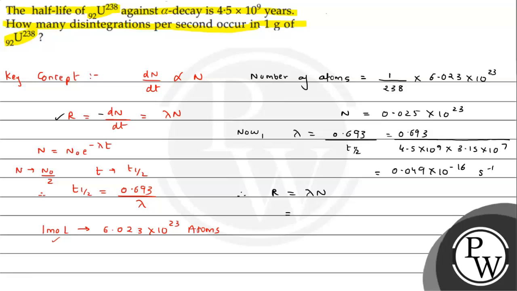So the rate we need, how many disintegrations per second, is nothing but the rate only. So we substitute the value of λ, 0.049 × 10^-16, into the value of N we found, 0.025 × 10^23. The result comes out to be 12.25 × 10^2, and this will be in dps, disintegrations per second. So this is the value of the rate we are getting for this question.